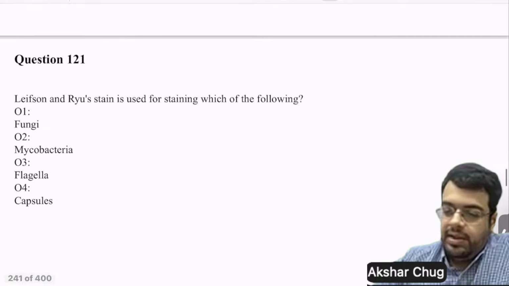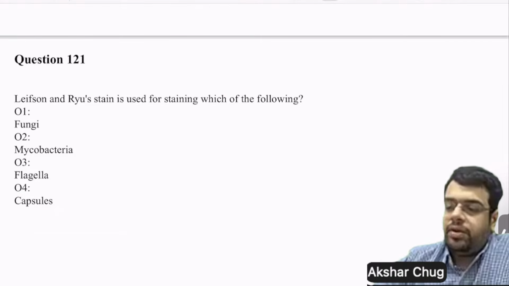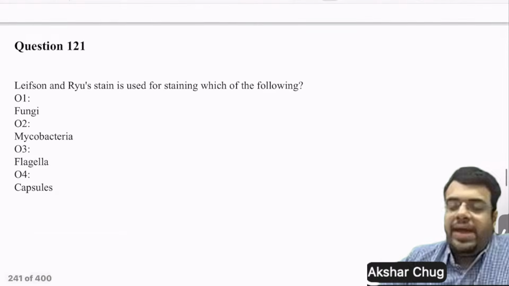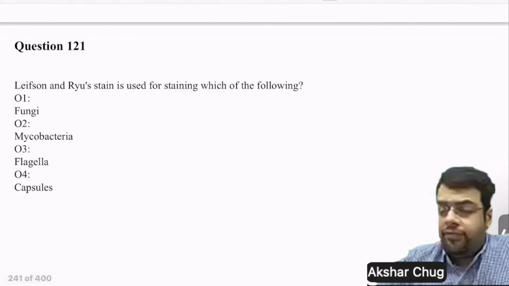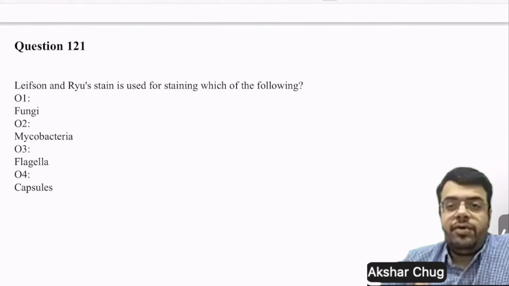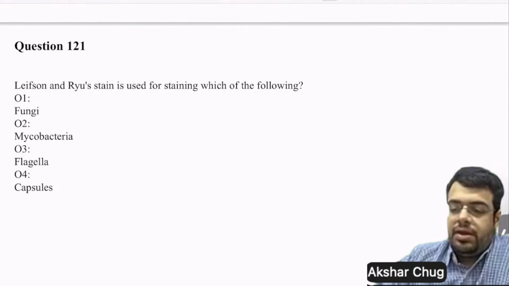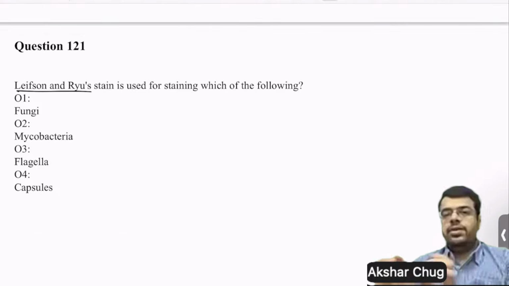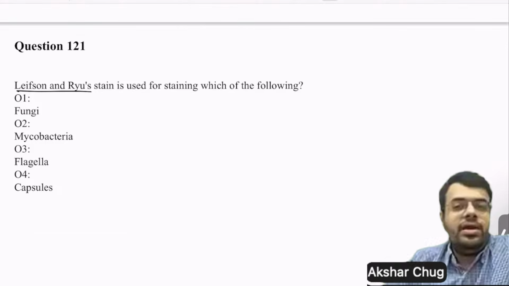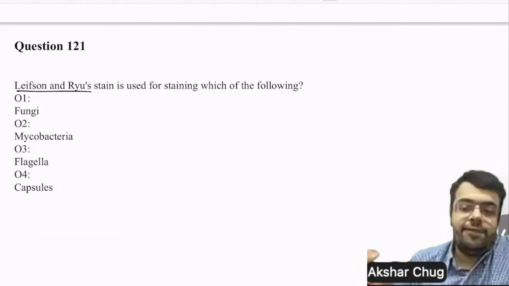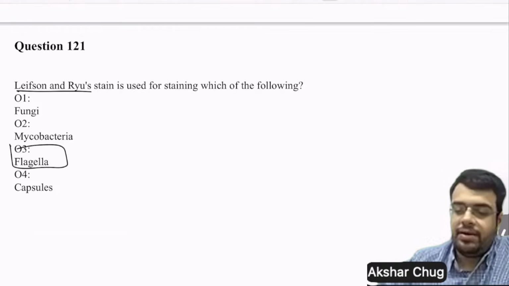The Leifson and Ryu stain is used for staining which of the following? So I guess there was an image along with this question. However, even if the image would not be there, we can still solve the question. The Leifson and Ryu stain is used for the staining of the flagella. So option 3 would be the correct one. It's a basic one-liner.